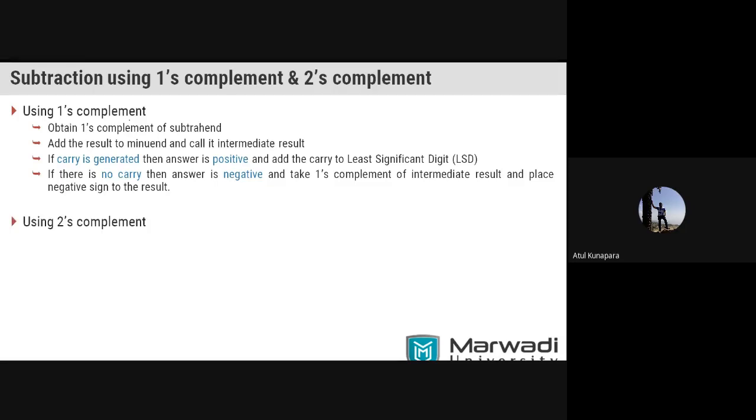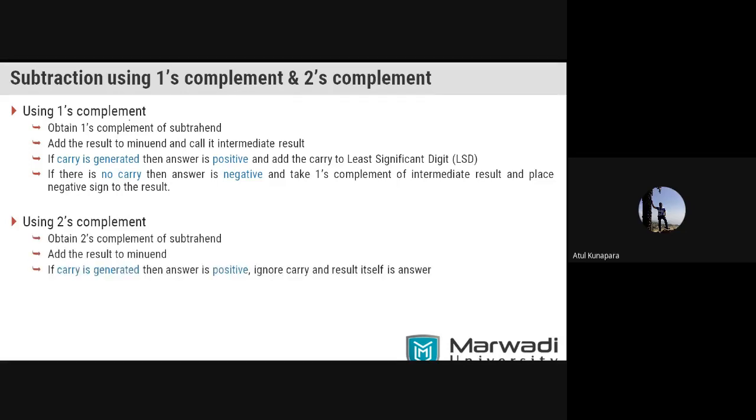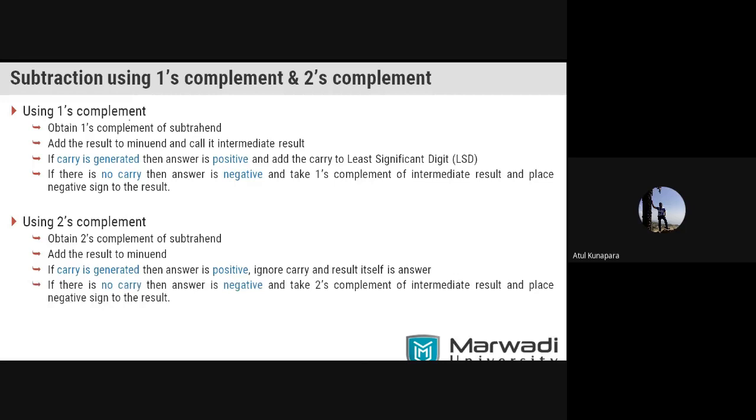In the same way, 2s complement is similar to your 10s complement. Once we get the example, you will be easily able to compare that. It is the same way. You obtain the 2s complement of the number which is to be subtracted, then add, and after addition if you get a carry, then the answer is positive, and it is whatever you have. And if carry is not generated, then the answer is negative, and you are required to take the 2s complement of that number. Let's see these rules with examples, so that will help you understand better.